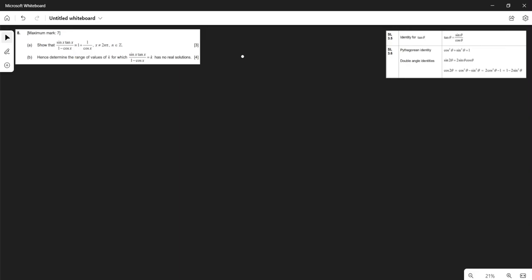times tan x divided by 1 minus cosine of x equals 1 plus 1 over cosine of x, under the condition that x is of the form 2n pi. And this condition just exists so that we're not dividing by 0 in this first bit here. And so we don't really need to consider this. We just need to work out how this first expression will get us to the second expression.